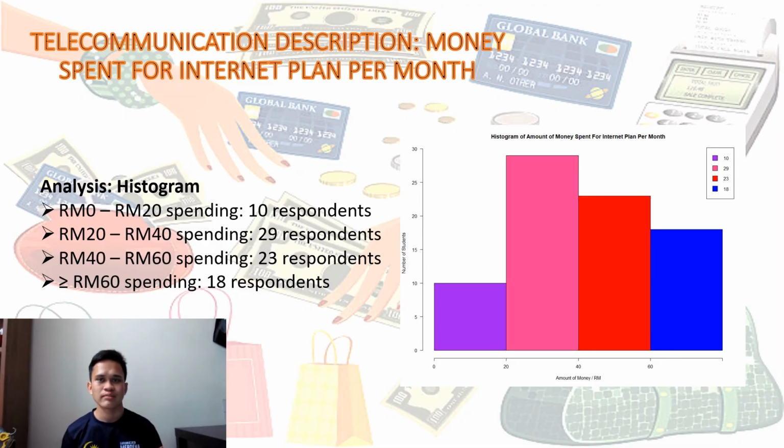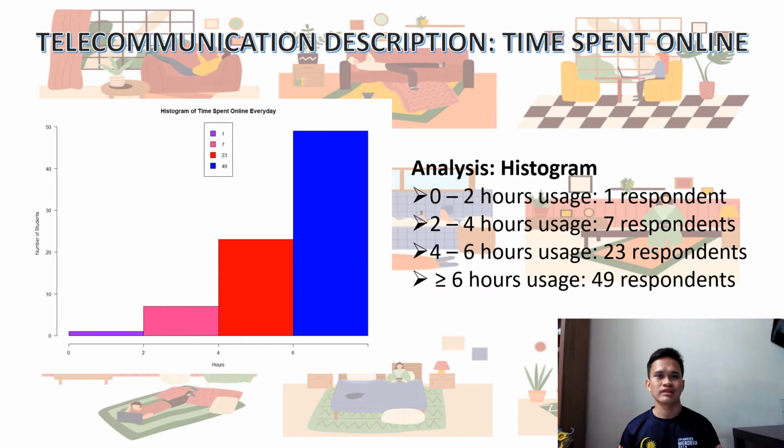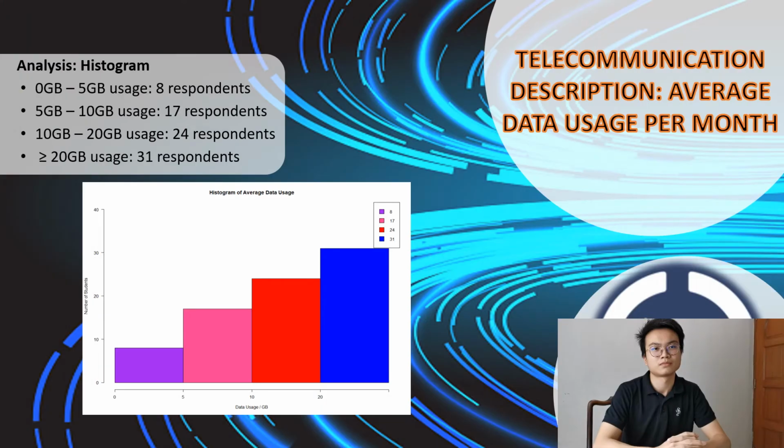For the money spent on internet plan per month, based on the analysis of the histogram, we can see that the highest amount of money spent is in the range of RM20 to RM40. Based on the shape of the graph, we can say that the graph is right skewed, which means the mean is greater than the median. For the time spent online, based on the histogram, we can see that the highest time spent online is larger than 6 hours. For the shape of the graph, we can say that it is left skewed, which means the mean is less than the median.